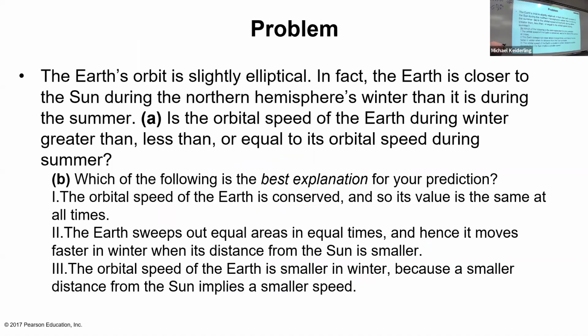Is the orbital speed of the Earth during the winter greater than, less than, or equal to its orbital speed in the summer? And which of the following is the best explanation? The Earth sweeps out equal areas in equal times, and hence it moves faster in the winter when the distance from the sun is smaller, is the correct answer.